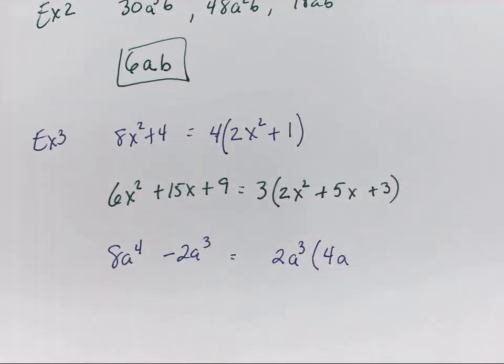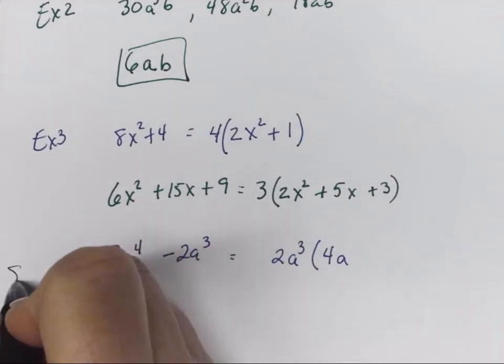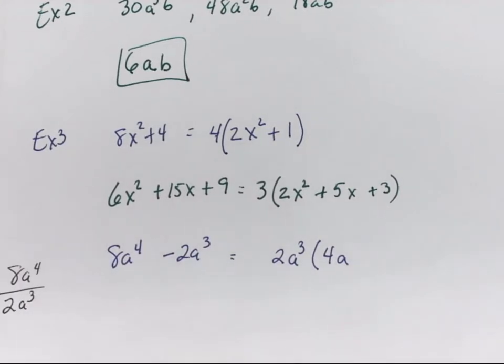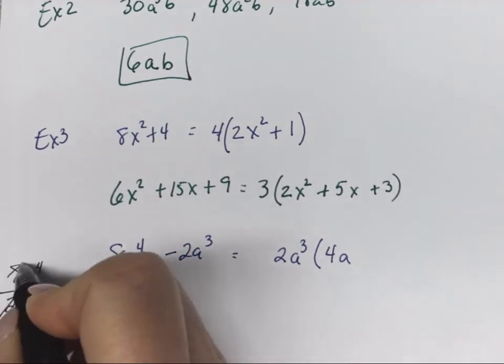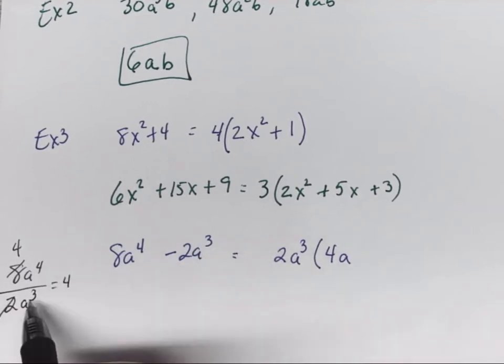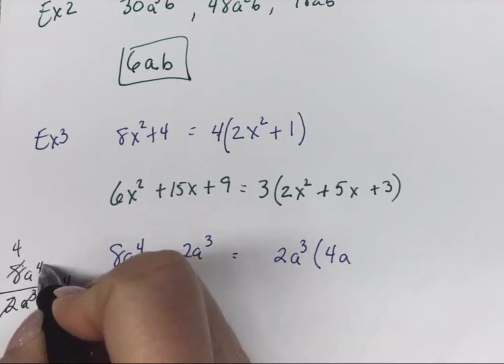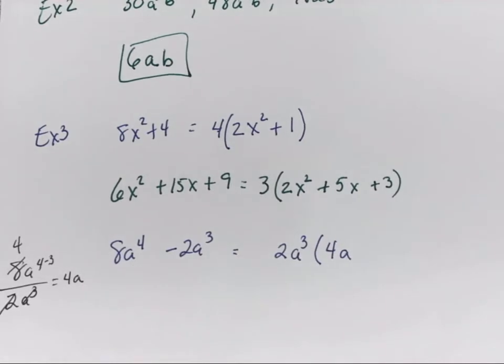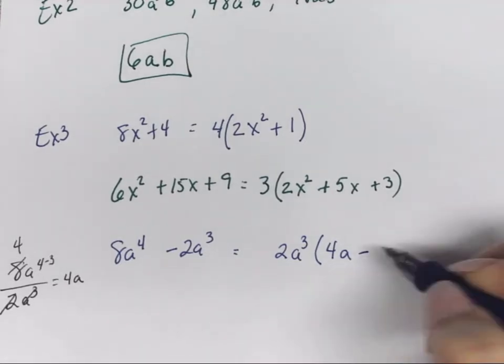with 1a. And if you're not sure about this, how are we doing this? Take your 8a to the 4th and put it over 2a cubed, because you're doing division. Well, 2 will go into 8 4 times, so that's where we end up with the 4. And with our exponents, we will subtract them. So we'll subtract the 3 from the 4 and get 1a. So you can use your exponent rules to help you be sure you're getting what you need for your answer.